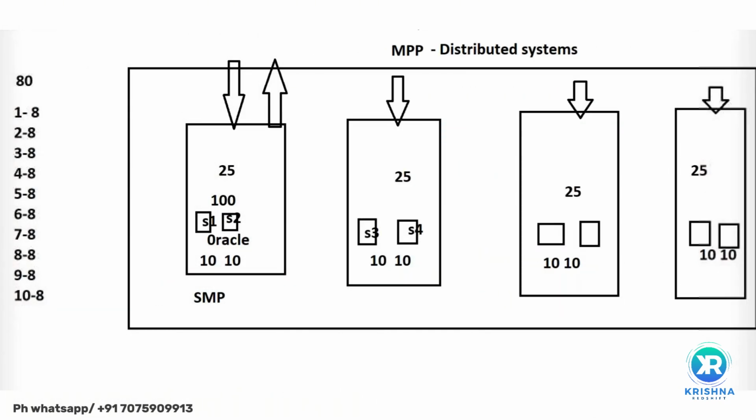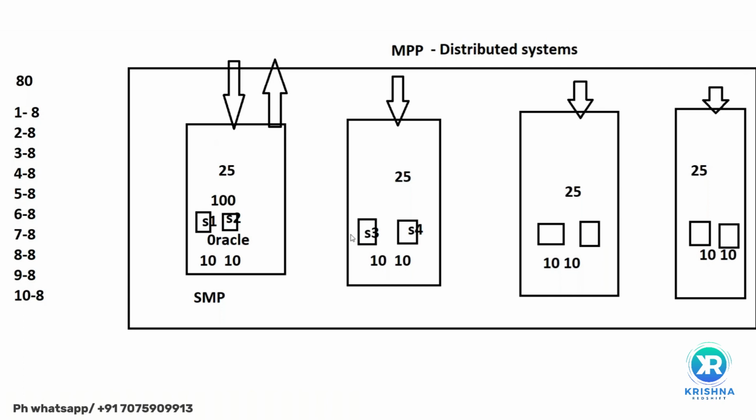See here, the entire system has 4 nodes, so this is called an MPP system. Actually these 4 nodes will be connected through cables. Generally we connect them through LAN or WAN, right? So multiple nodes will be connected, and all the data will be stored across all the nodes.